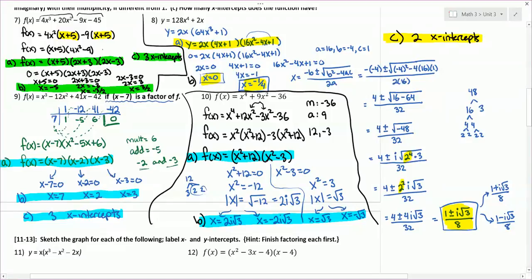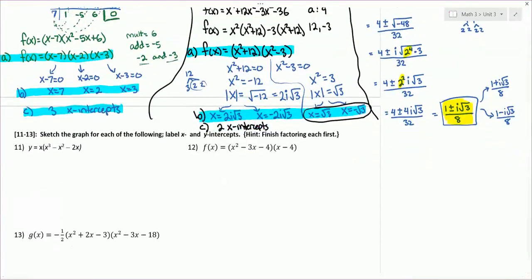And then part C asks us how many x-intercepts this function has. And so for part C, we're going to say 2 x-intercepts, because x-intercepts are the real zeros, or the real roots of your function. And the square root of 3 and the negative square root of 3 are your 2 real x-intercepts. All right, on to 11.